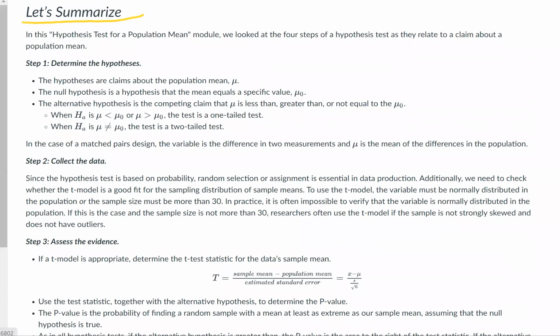Finally, now that we're done with this module, let's summarize what we've learned, because it was quite a bit. In the hypothesis test for a population mean module, we looked at the 4 steps of a hypothesis test as they relate to a claim about a population mean.